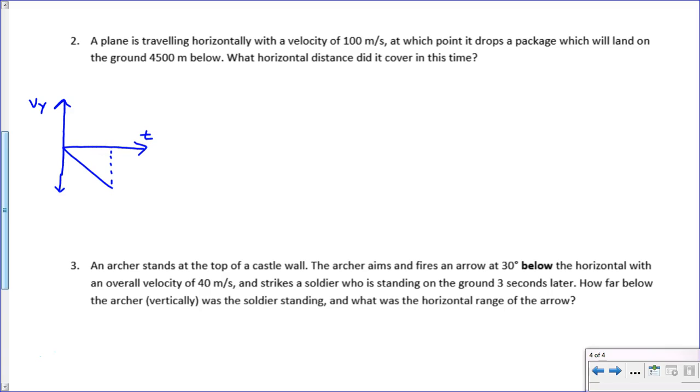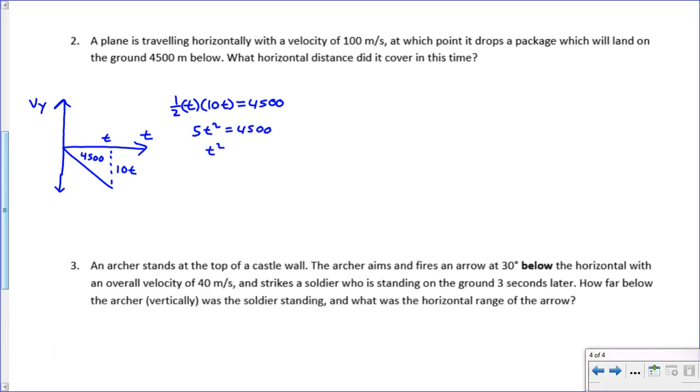We know that this box fell a distance of 4,500 meters to the ground, so we know the area of that triangle is 4,500. This is another case where we don't know time and we don't know change in velocity, so I call it t and 10t. And then I know 1/2 times t times 10t equals 4,500. All right, so then I know 5t squared equals 4,500.